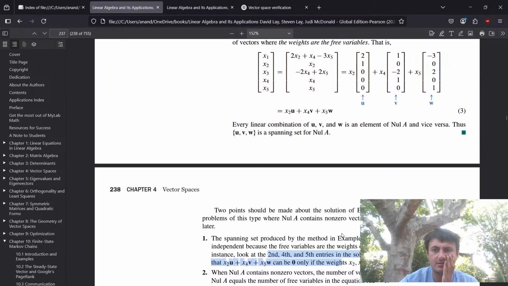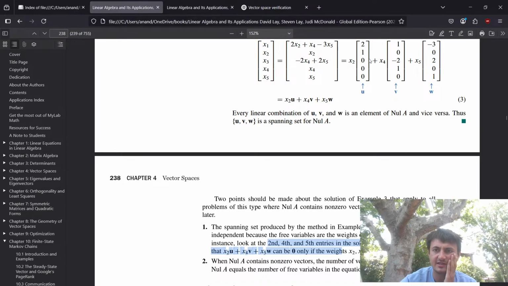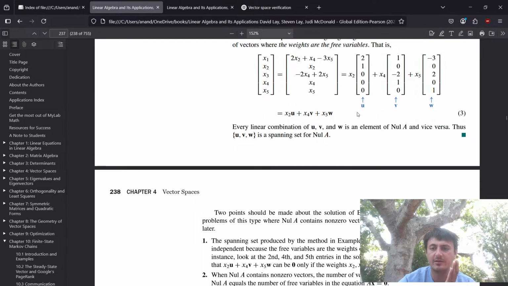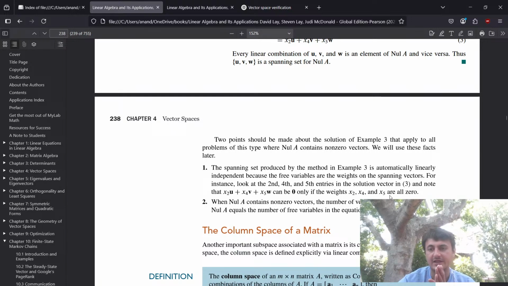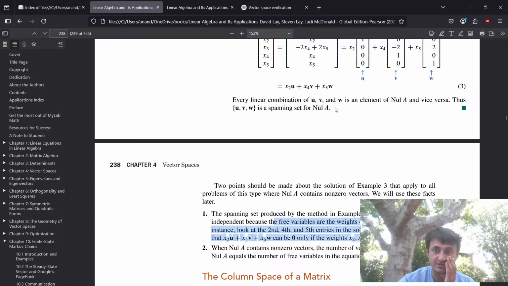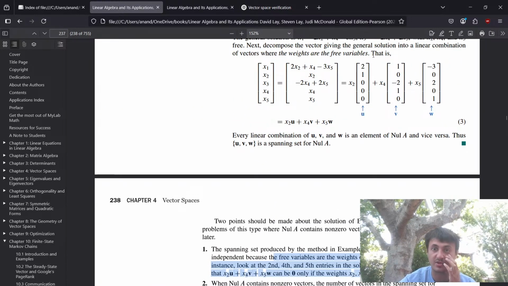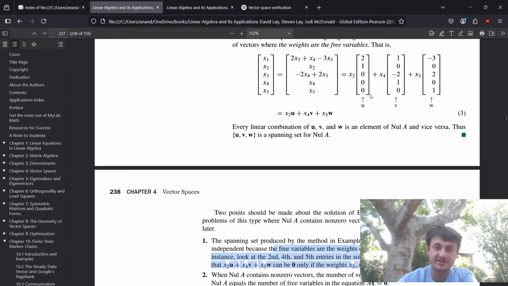Look at the second. Oh yeah, you're right. So the point is that if you look at this, and this, the only way that you could ever make W plus U, or a linear combination of U, V, and W equal to 0 is if they were all 0. So just goes to show that the way that we do this process always generates a linearly independent set.